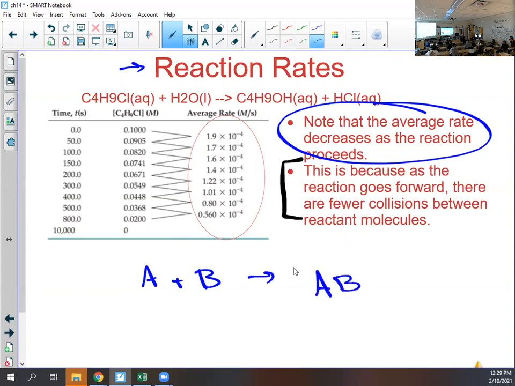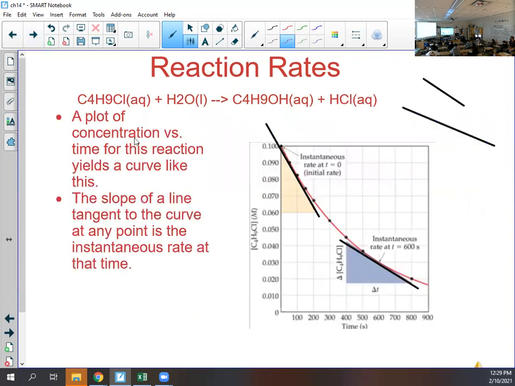Okay, if A plus B forms AB, but now all of a sudden there's a ton of AB, and let's say just an AB got in the way of this happening. Well, the A gets blocked by the AB, so it can't form with B to make another AB. I know that sounds weird, but these go down, this goes up, so the rate decreases. All right, now a plot of concentration versus time for this reaction yields a curve that looks like this. It's not linear for sure.